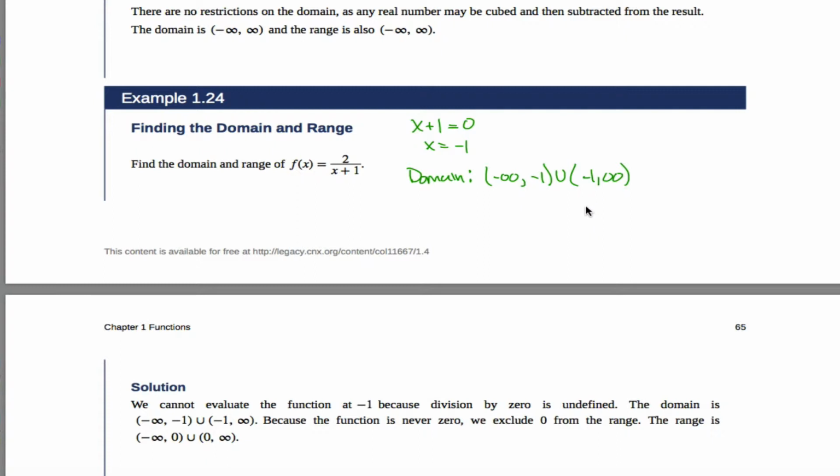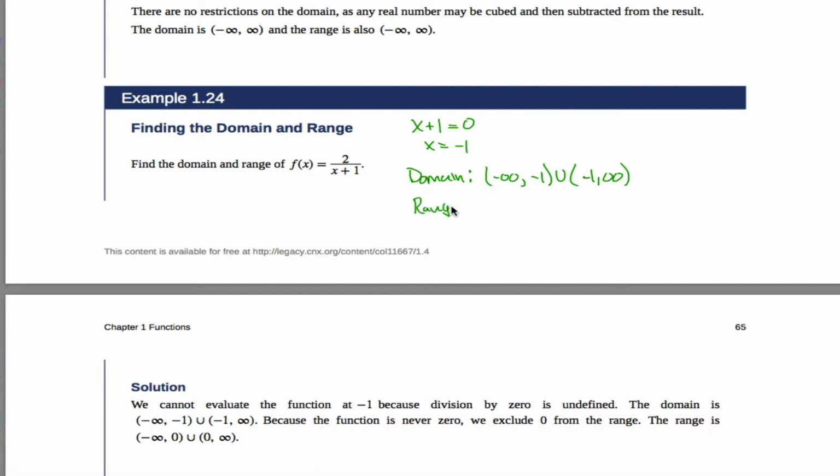You're like, wait a minute, it sounds like you just talked about every number. I didn't talk about negative 1. Because these are parentheses, I'm not including it in this set. And because these are parentheses, I'm not including it in this set or this interval. So it's not included in any one. It's almost every number except for negative 1. That's the domain.